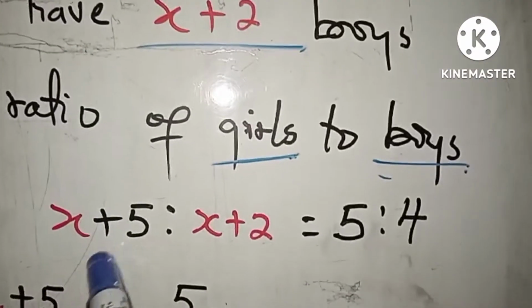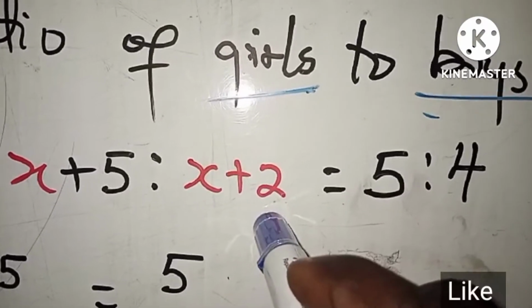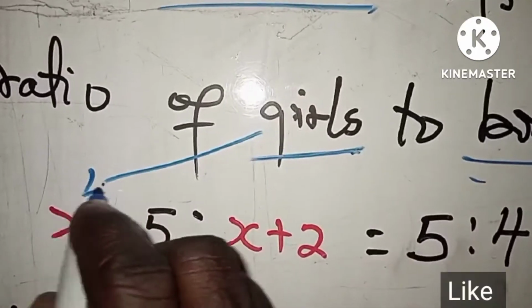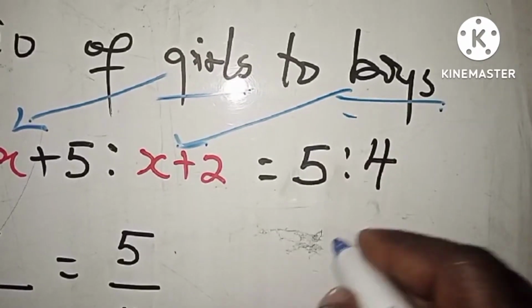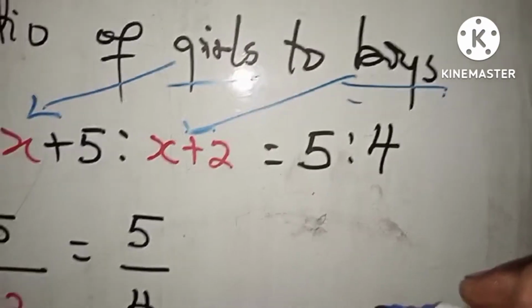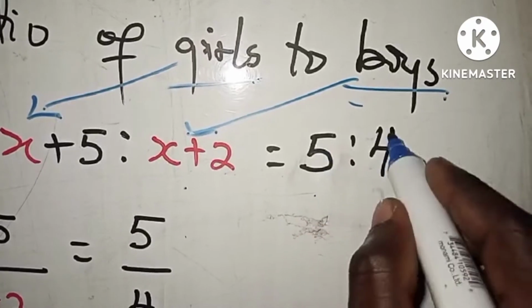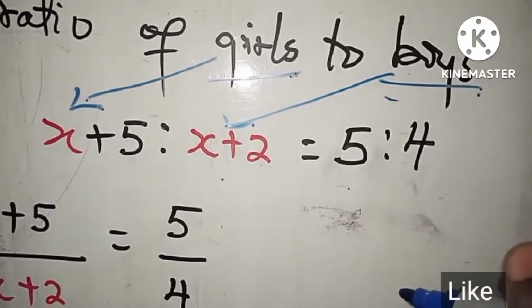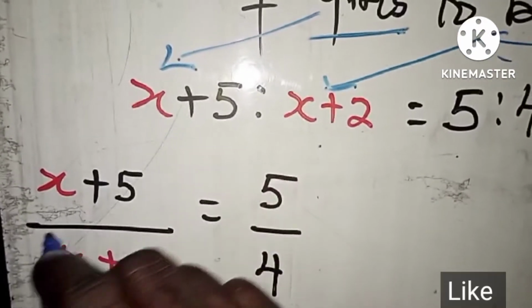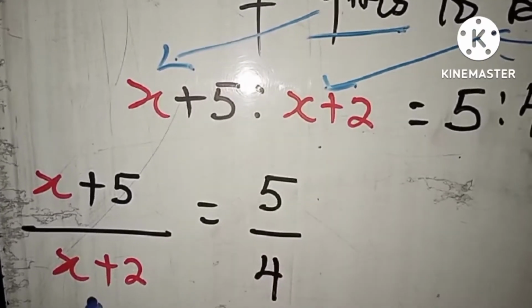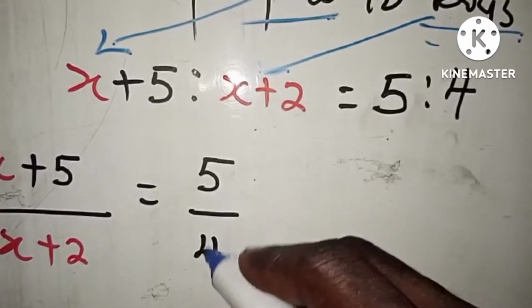So the ratio is going to be x plus 5 is to x plus 2, where the ratio symbol is 'is to', with x plus 5 for the girls and x plus 2 for the boys. This is the ratio that we are given. We are given the ratio to be 5 is to 4 from the question. So girls to boys is equal to 5 is to 4. Now this 'is to' means a division. So we are going to have x plus 5 divided by x plus 2, which is equal to 5 divided by 4.